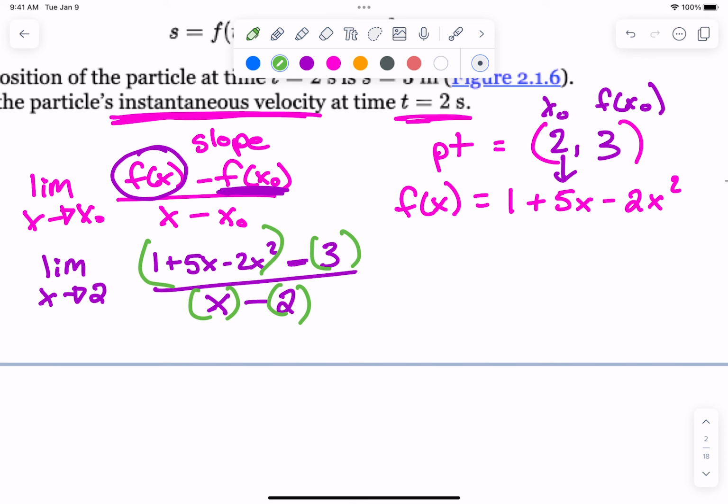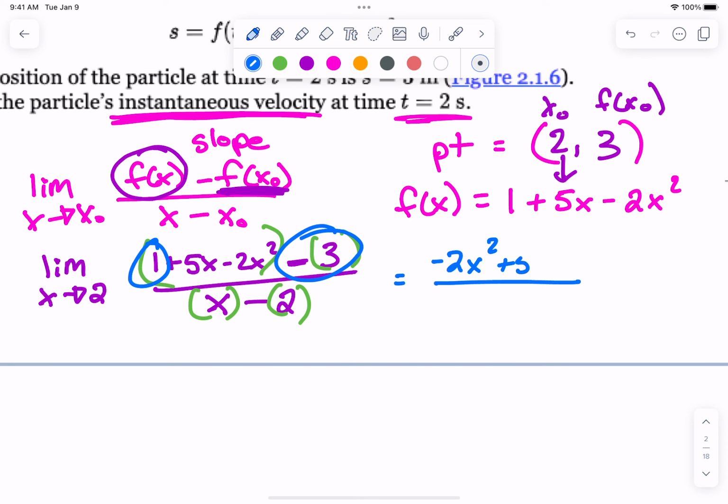All right. Now what shall we do? Multiply by conjugates. I don't like that. No? Let's simplify the top. Can we do the 1 and the minus 3 together? Go right. I'm going really slow. Negative 2x squared plus 5x, and then what?